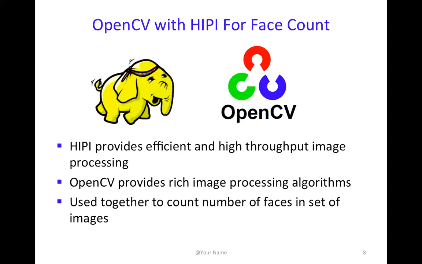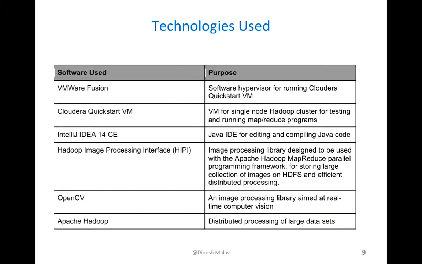This project combines OpenCV with HIPI for counting faces in set of images. HIPI provides efficient and high throughput image processing. OpenCV provides rich image processing algorithms. Used together, they can produce very powerful tools. In this case, counting the faces of images.